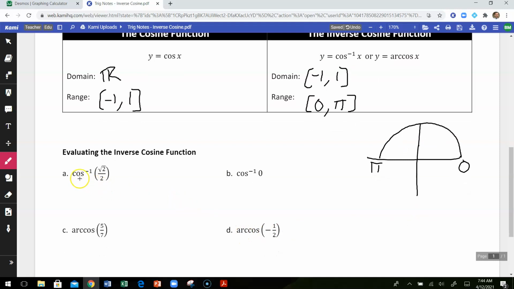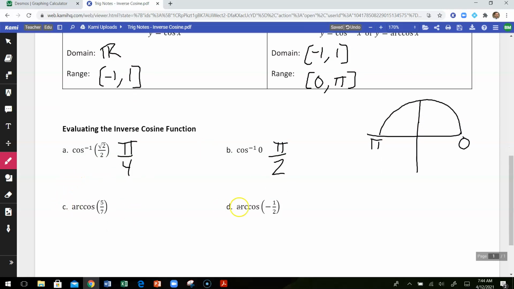So, what is the inverse cosine of root 2 over 2? Which angle between 0 and pi has a cosine of the square root of 2 over 2? And that is at pi over 4. Which angle between 0 and pi has a cosine of 0? That's at the very top. That's pi over 2.